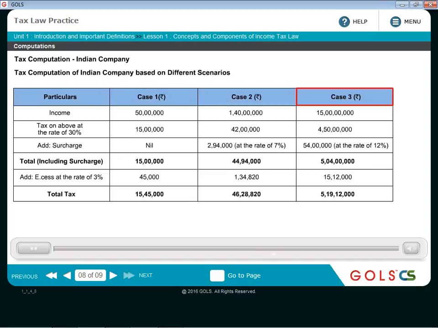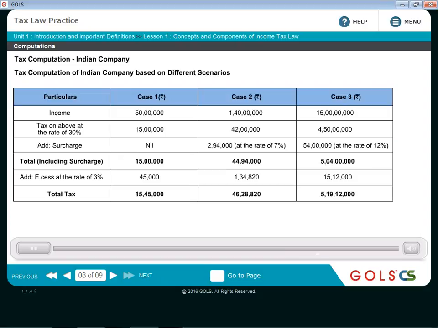Third situation, where the income of the company exceeds even 10 crores. So in the third case, the income of the company is rupees 15 crores. On 15 crores you will apply tax at the rate of 30%, which is 4 crore 50 lakhs. On this amount we will add surcharge at the rate of 12%, because the income has crossed rupees 10 crores.